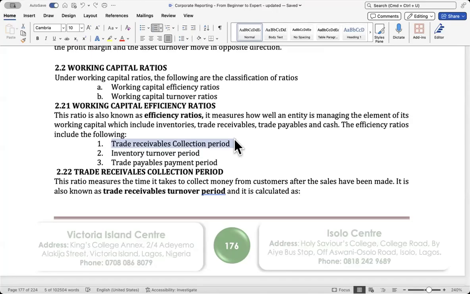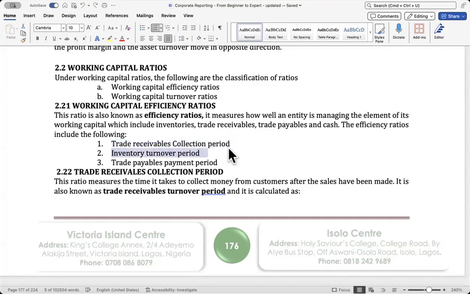The earlier, the better. Because if you're able to collect your money early enough from your customers, it means you have sufficient cash flow to pay your suppliers. It means you are efficient as a company. It's calculated as trade receivables over your credit sales, usually. So trade receivables over your credit sales.